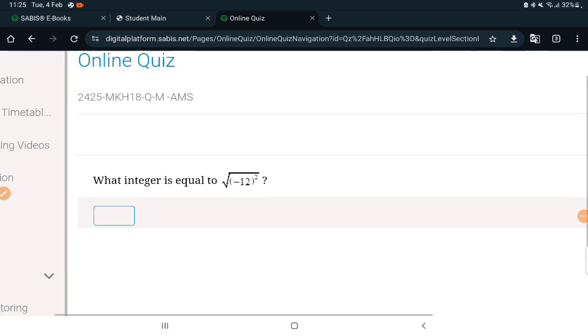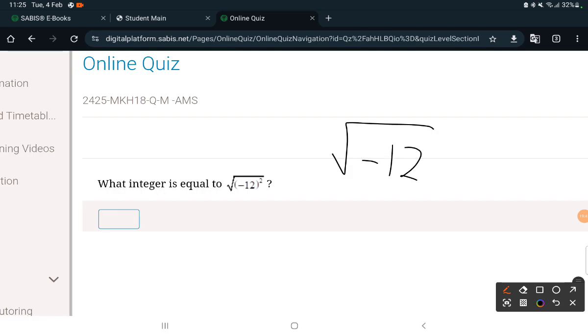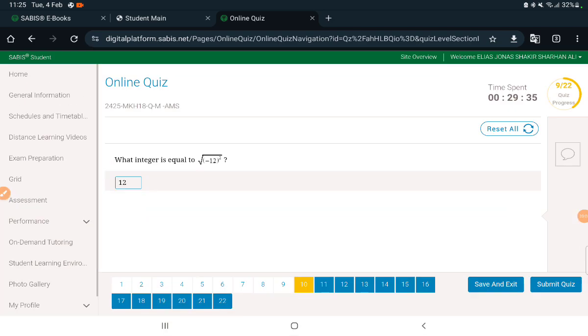Okay, here, what integer is equal to radical negative 12 squared? As I said in the other question, when you have a radical and a negative constant and the squared, we cancel the squared, we cancel the radical, and change the negative into a positive. Okay, so the answer is just positive 12. It's basically just it. Positive 12 is just 12.